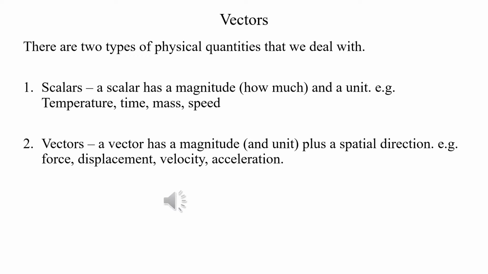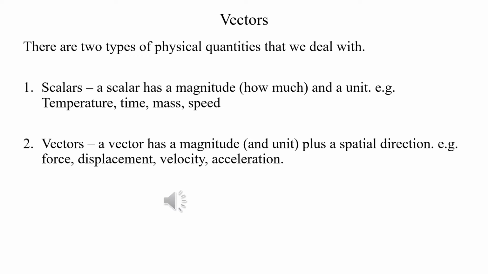So for example, the room might have a temperature of 72 degrees Fahrenheit. So it has a magnitude, the 72, and a unit, the degrees Fahrenheit. Time is also a scalar quantity. It has a magnitude and a unit. Same with mass and speed. These are all examples of scalars.